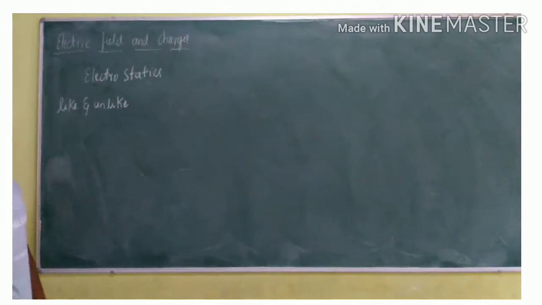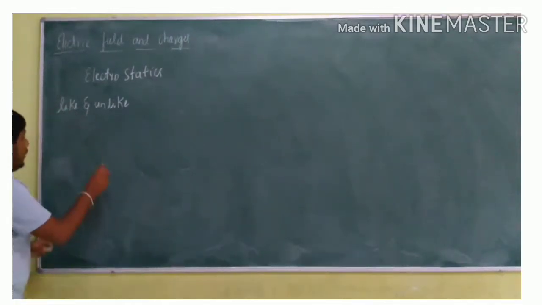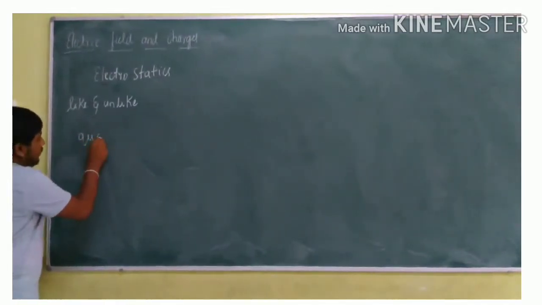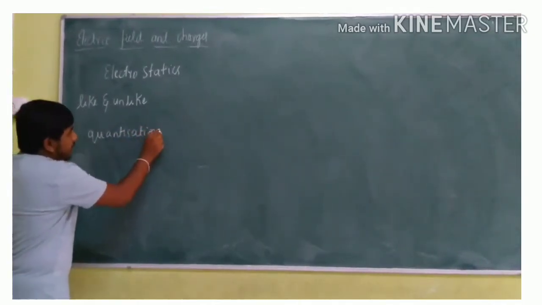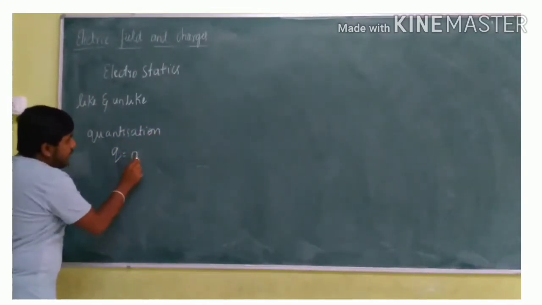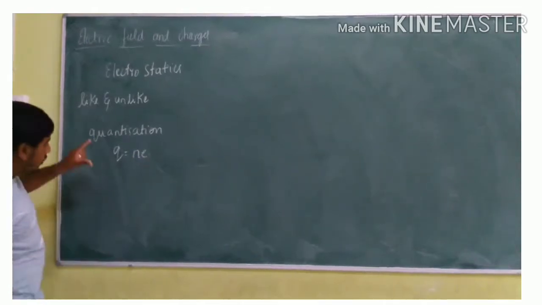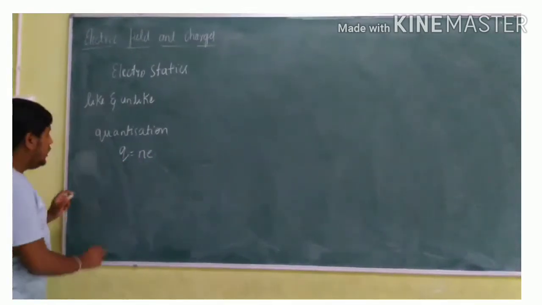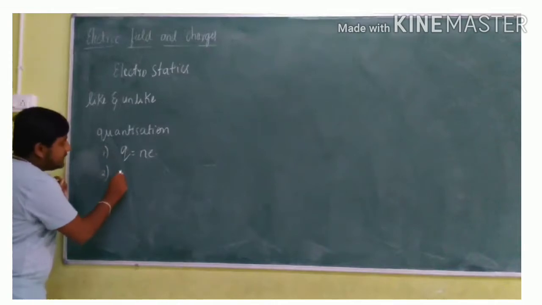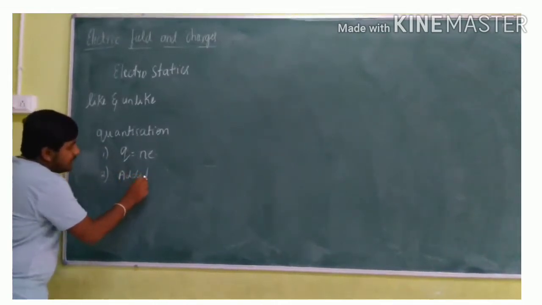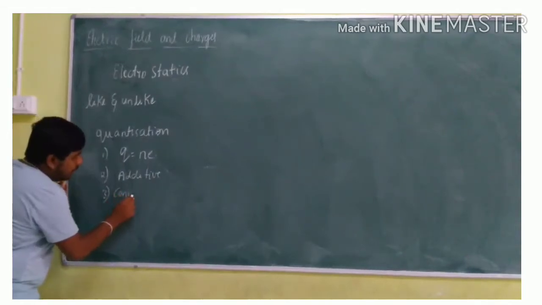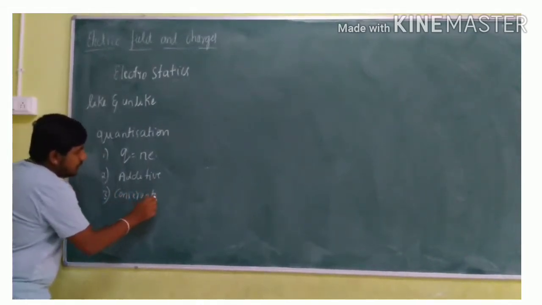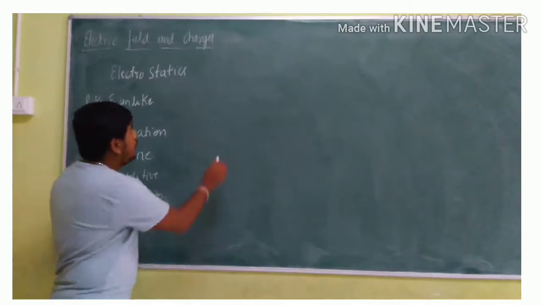Then we learn some properties of charges, like quantization of charges. What is quantization? Quantization of charges means charges always exist in integral multiples of the electron charge. Q is equal to Ne. Important. We also learn two more properties: charges are additive, and charges are conserved. After learning these properties of charges, we went to Coulomb's law.